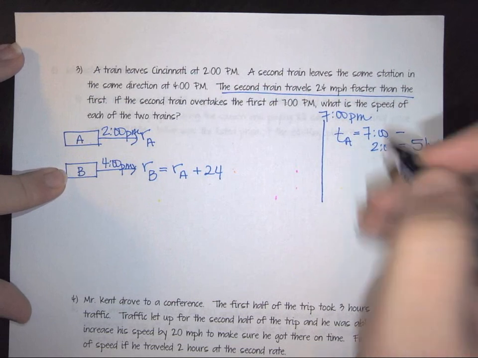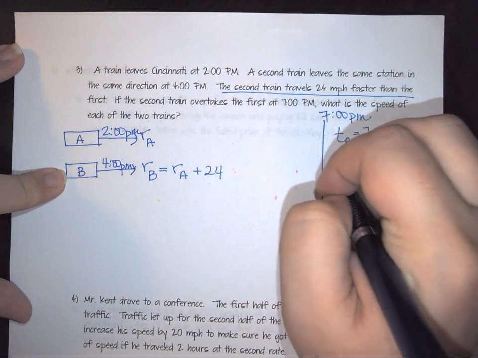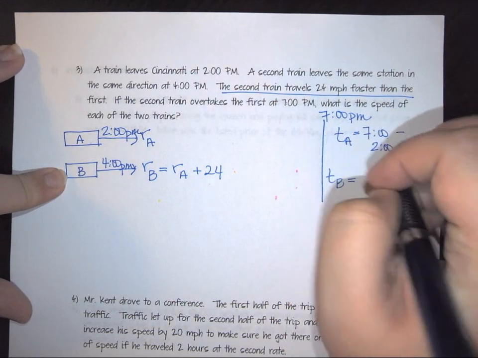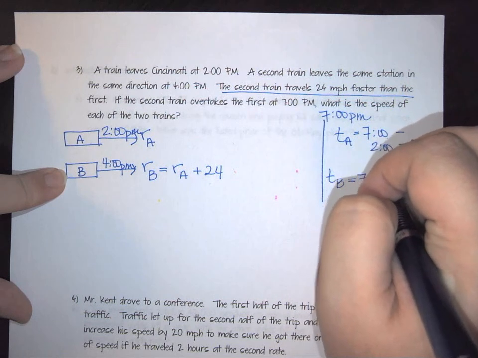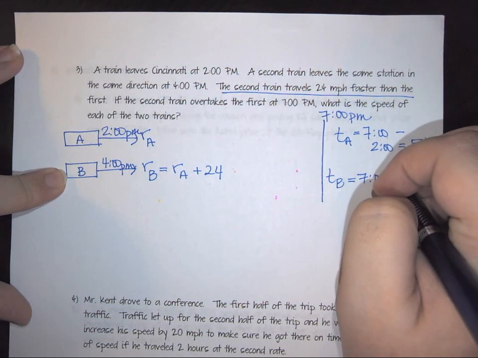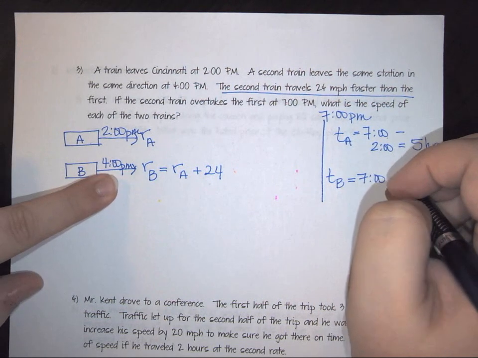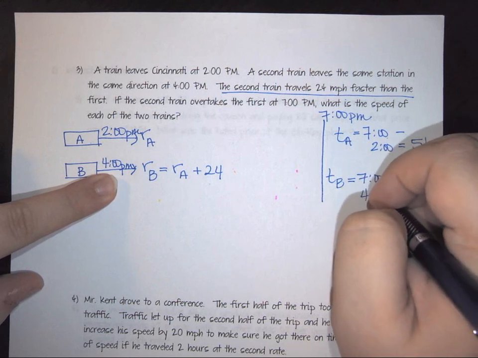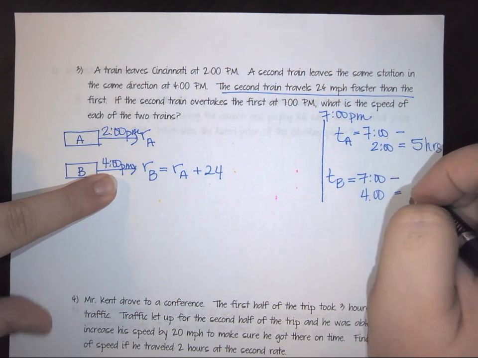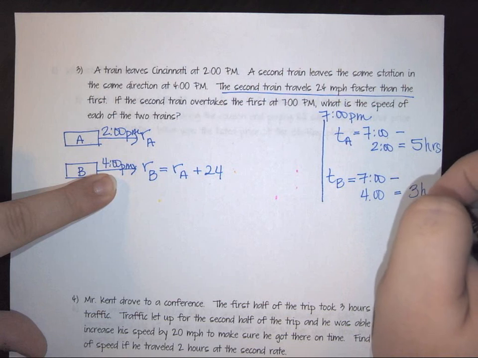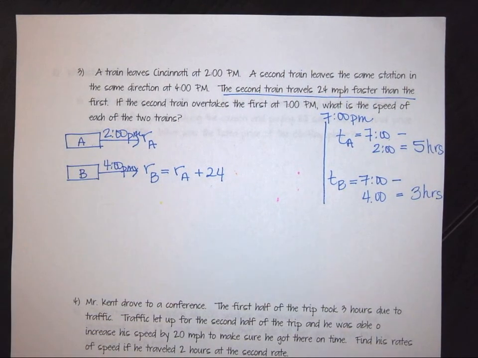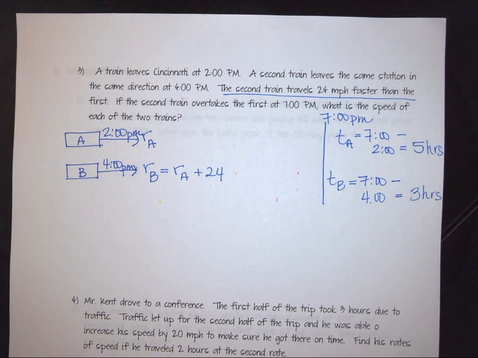We have to look at the same thing for train B. So the time for B is going to be that same 7 o'clock that we end at minus its starting time, which is 4 o'clock, which gives us a total of 3 hours. So if you notice, we are putting things together in a way that is going to allow us to solve the problem.